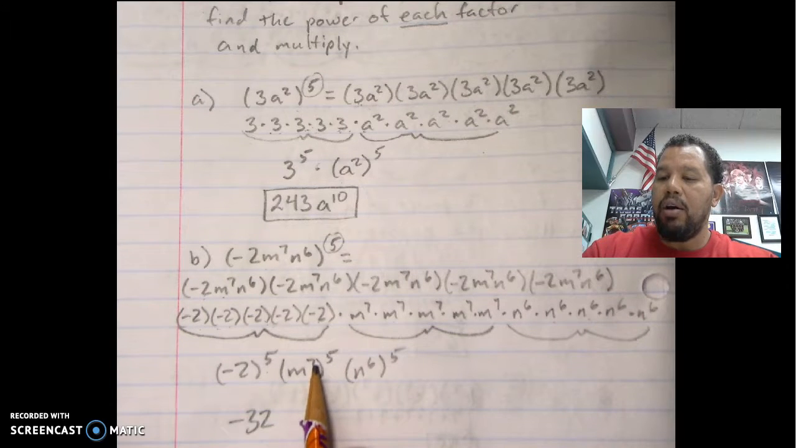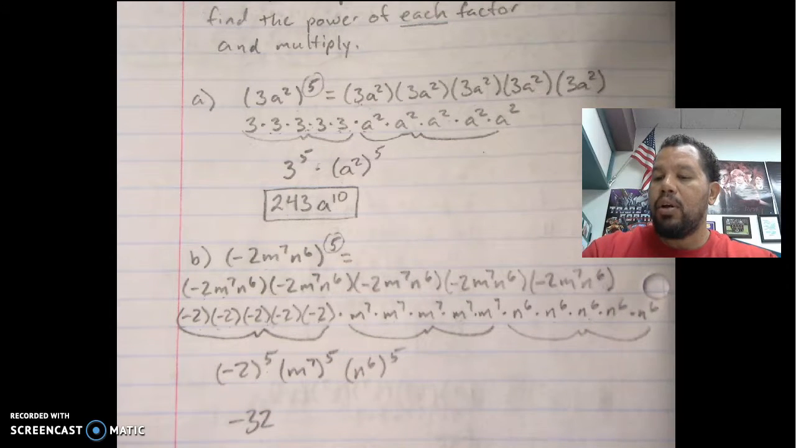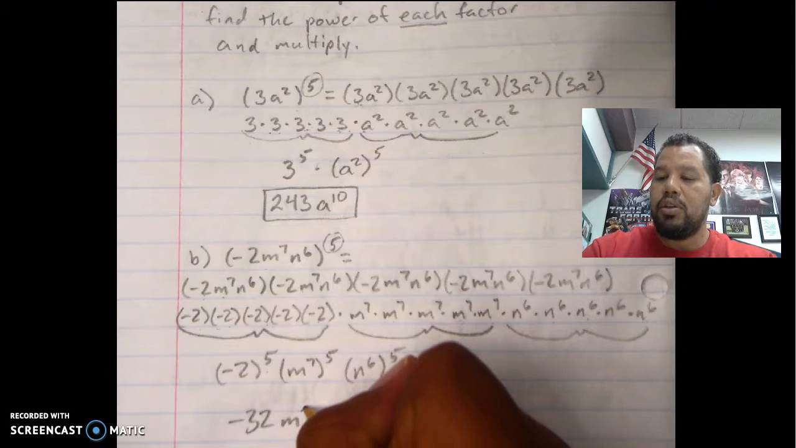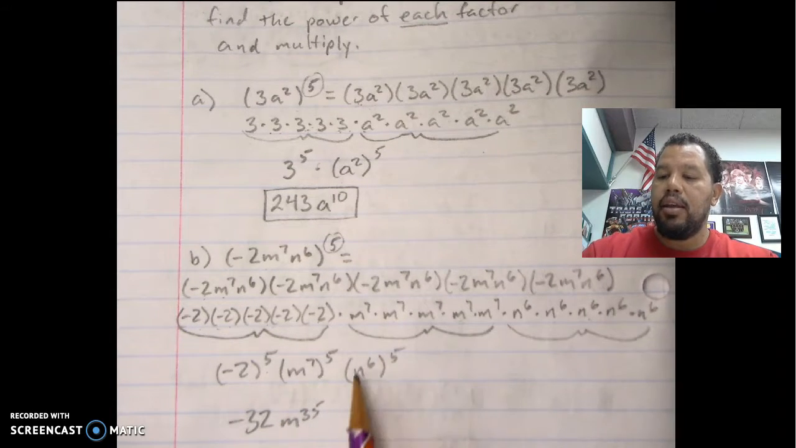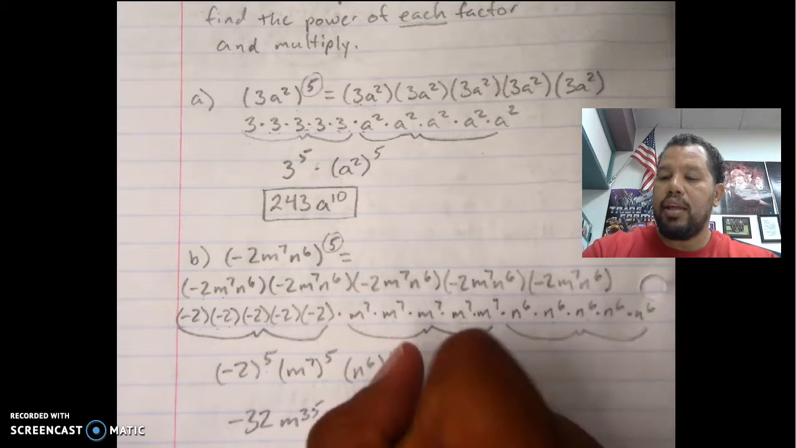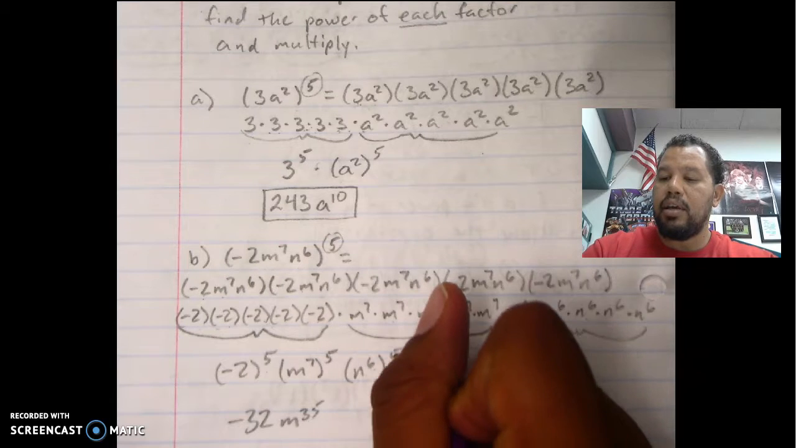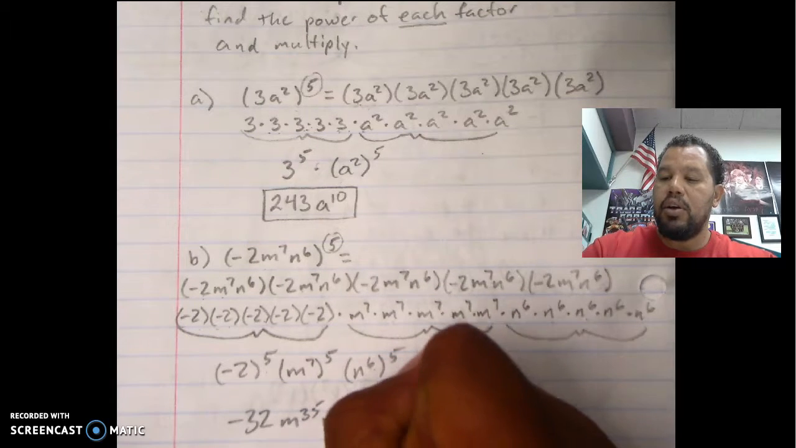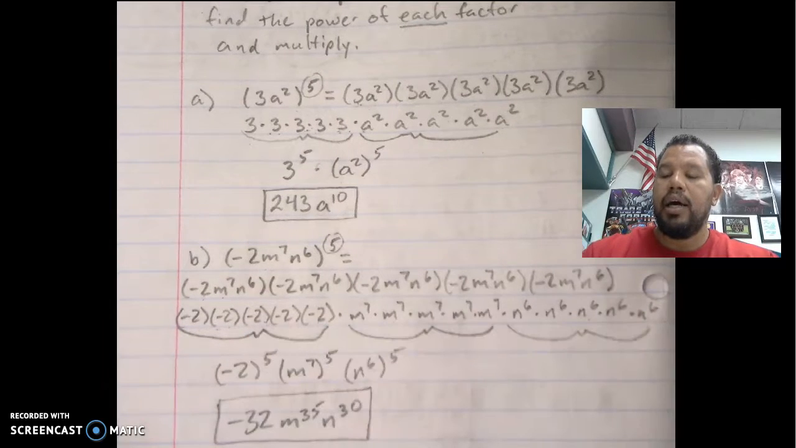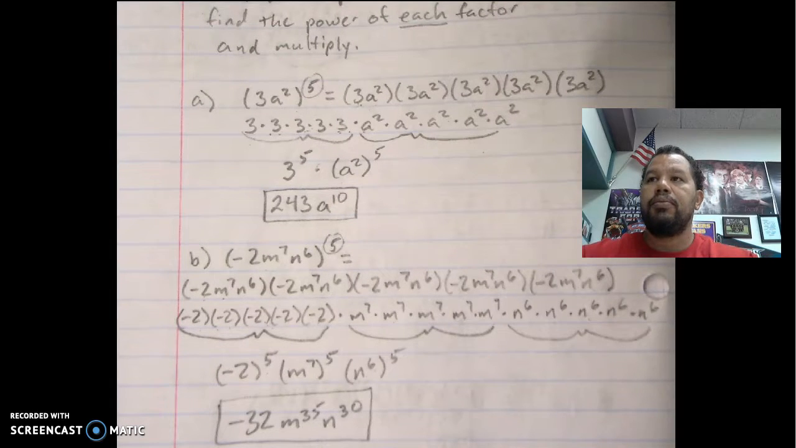Here we have a power raised to a power, so I'm going to go ahead and multiply those exponents. That's going to be m to the 35. And then again, we have n to the 6th raised to the 5th power. So we multiply the exponents, 6 times 5, and get n to the 30th power. So this would be my answer.